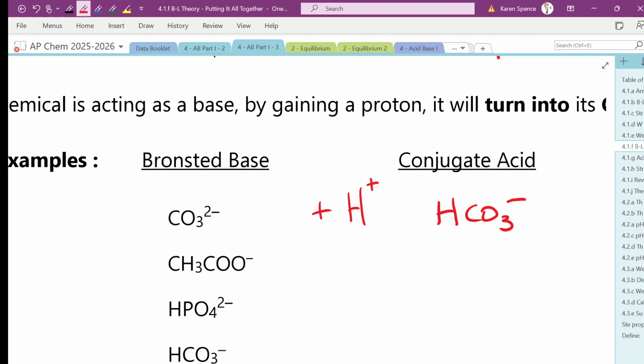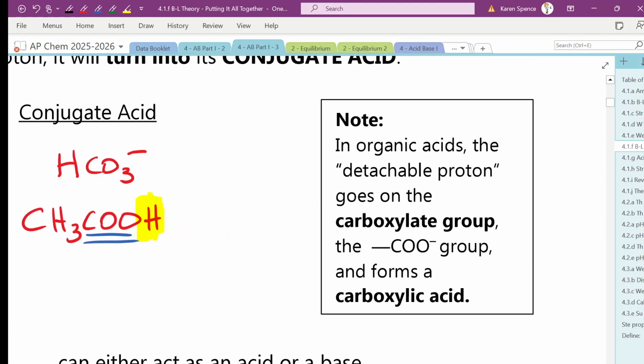All right, CH3COO minus, its conjugate acid, John. CH3COOH. And hopefully most of you remembered that the acidic hydrogen goes on the COO group. If you didn't remember that, it does say over here, in organic acids, the detachable proton goes on the carboxylate group. What is the carboxylate group? That is the COO group. Okay, and when that hydrogen goes on, it stops being a carboxylate group and becomes a carboxylic acid group.